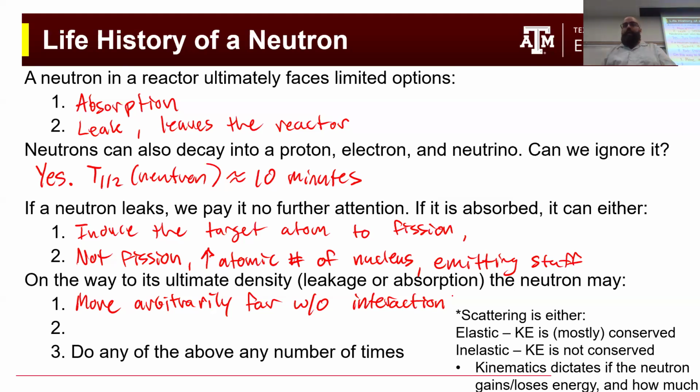And the other thing that they could do that wouldn't be a leakage or an absorption is they can scatter off of stuff. So they can also scatter. And when you think of scattering, just think of a billiard ball collision. That scattered neutron is going to change its energy.